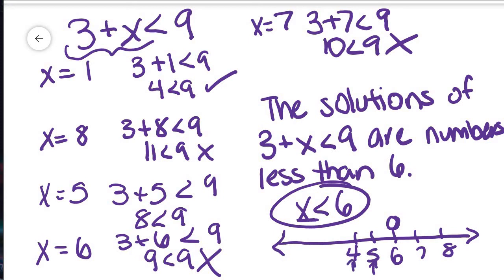Since these are the ones that make it true, on this side of the, what is the word I'm looking for? This side of the 6, we draw our arrow that way. So that is how we graph that. And we'll go into detail about what the circles mean in just 1 second.